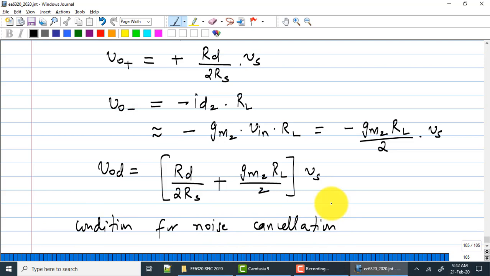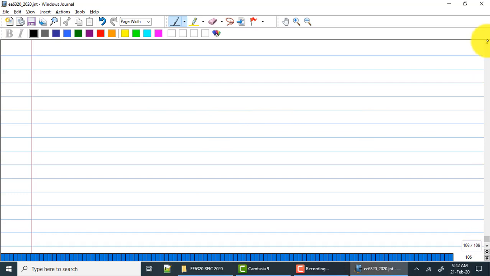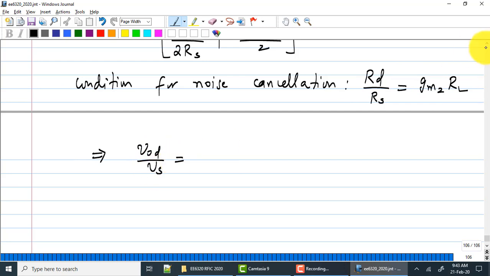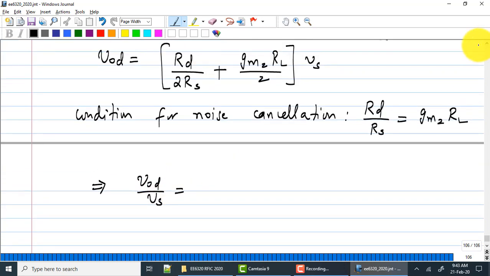Was that RD by RS was equal to GM2 RL. Is that okay? Which means VOD by VS over a fairly broad range of operation is simply RD by RS. This is of course also equal to GM2 RL. Okay.